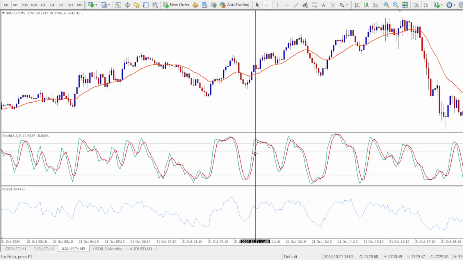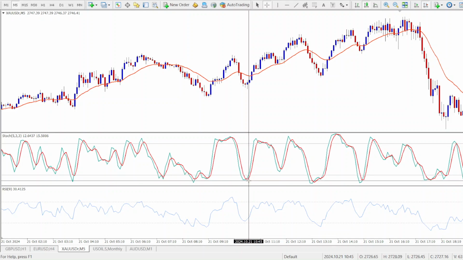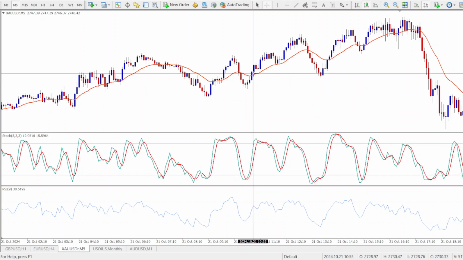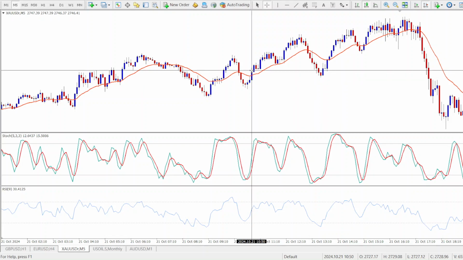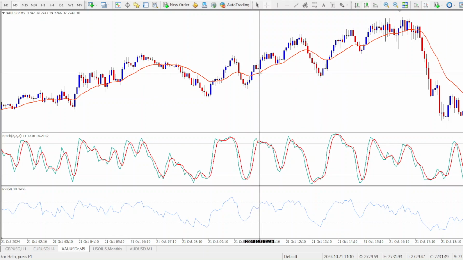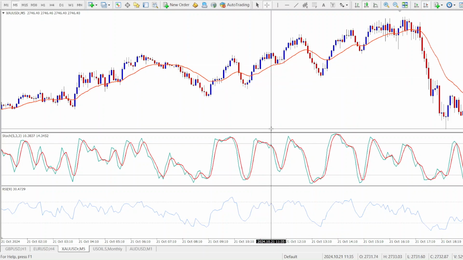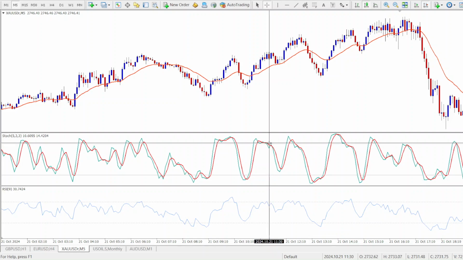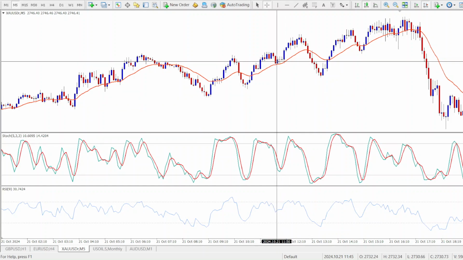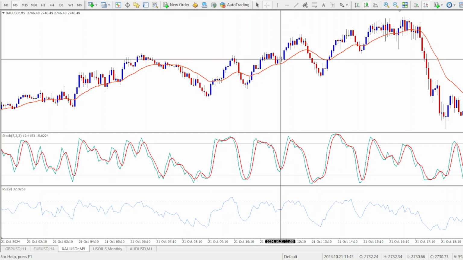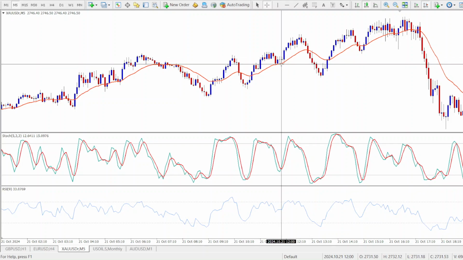For example, we can see that after this stochastics gave us a buy signal, eventually price broke above the moving average, confirming that buy. And then, although the stochastic indicator gave us a signal to exit our buy around here, we can see that the price of the asset was still bouncing off the moving average.